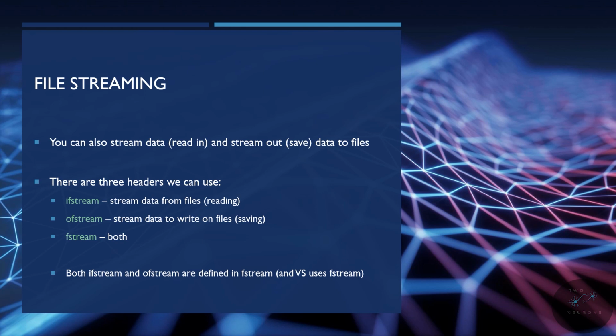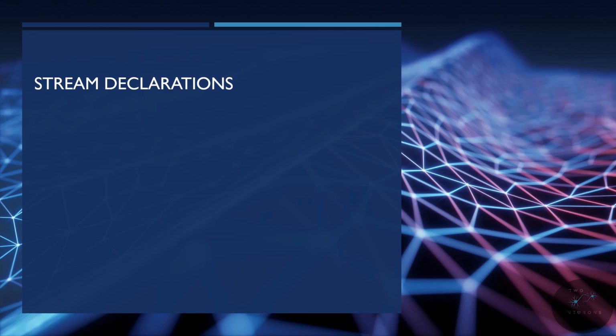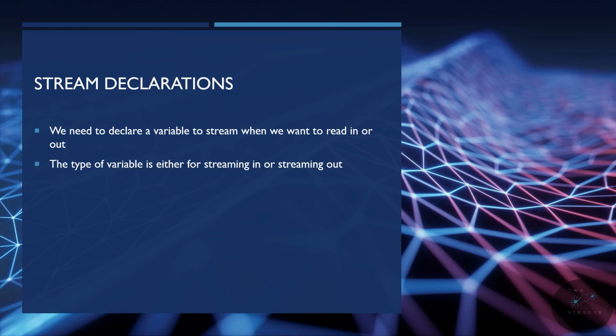So, like any other thing we've done, we have to declare our streams. And it's just like declaring any other variable. So, we need to declare a variable to stream when we want to read in or out. And the type of variable is either something we're streaming in or something we're streaming out. So the syntax is something we are familiar with already.